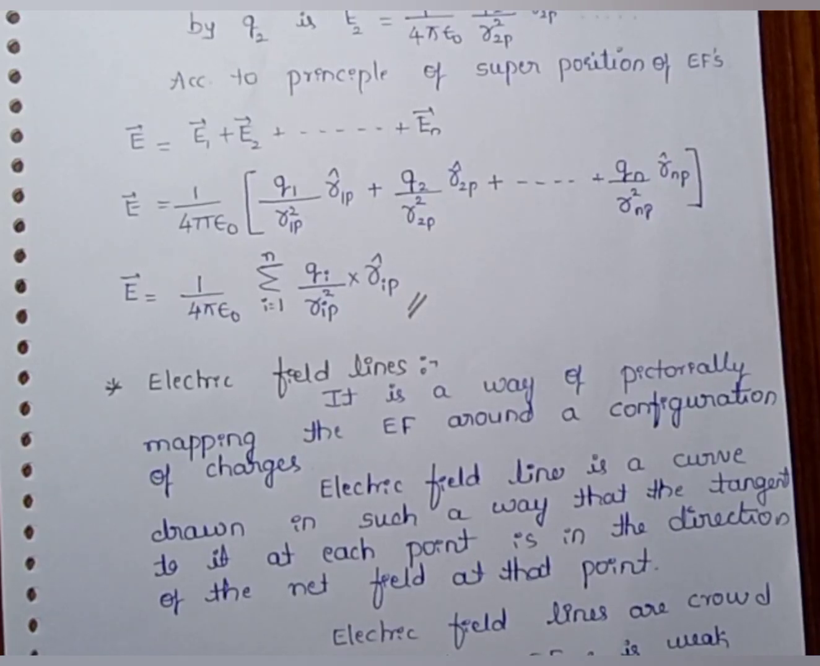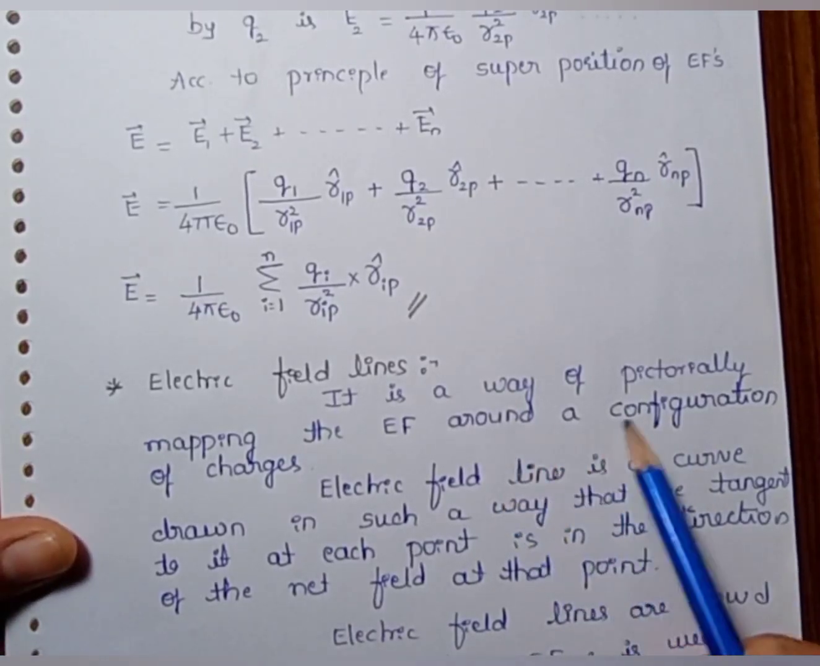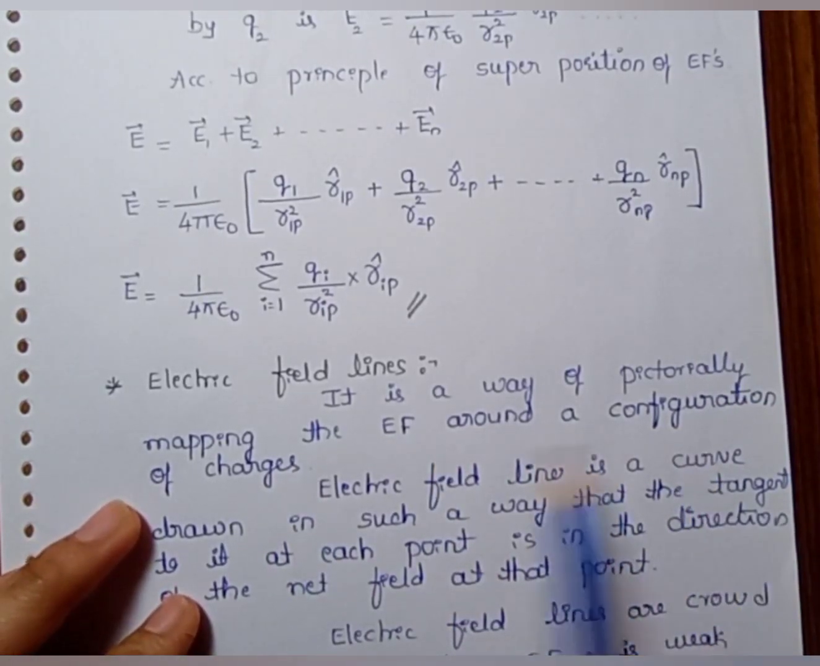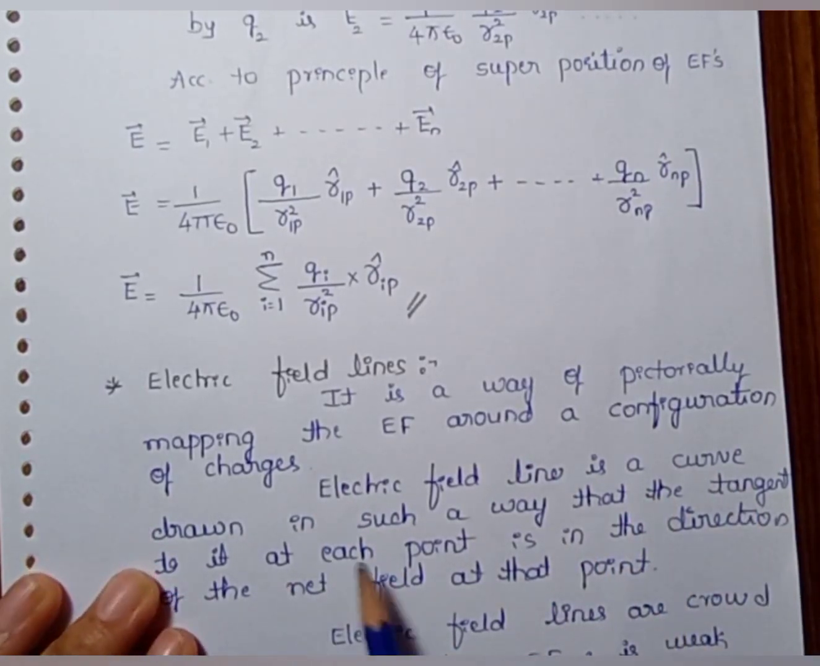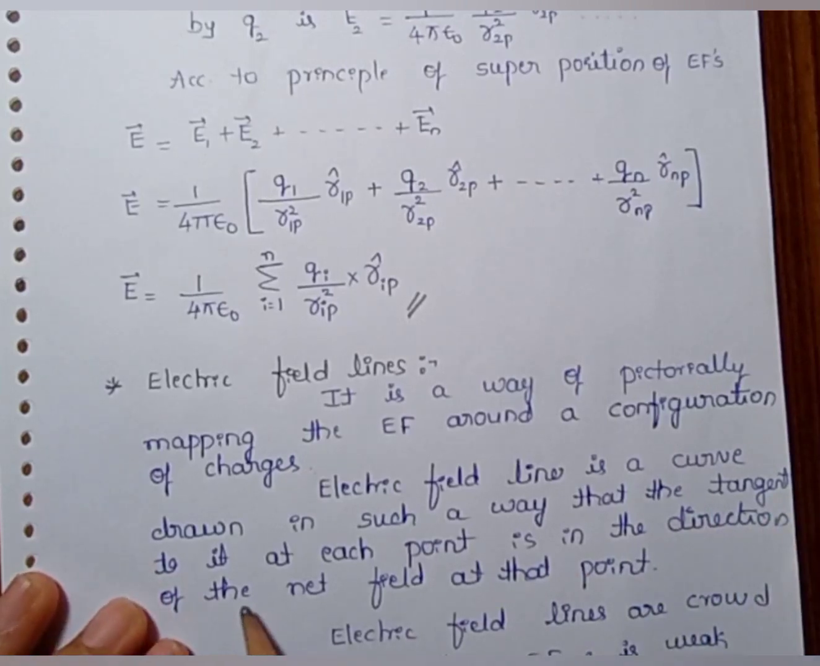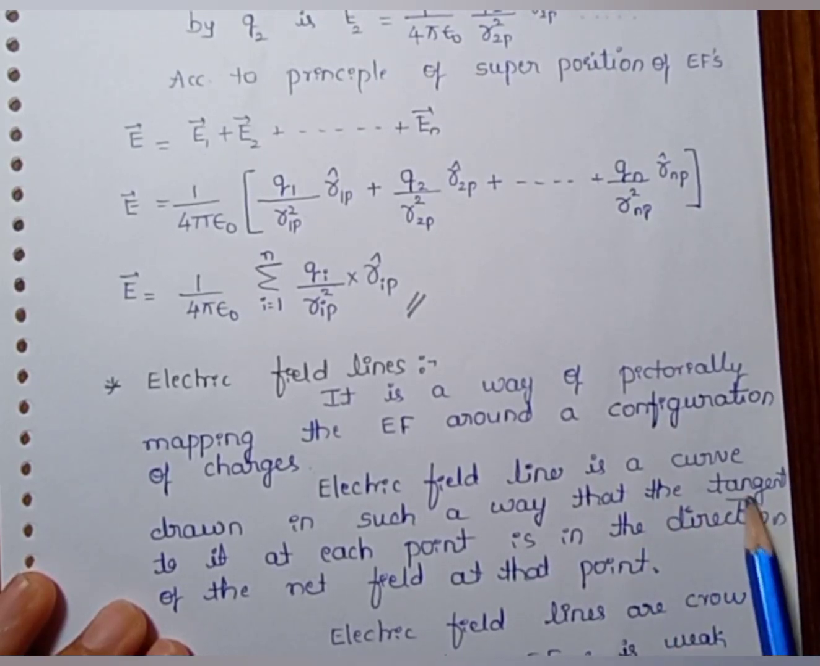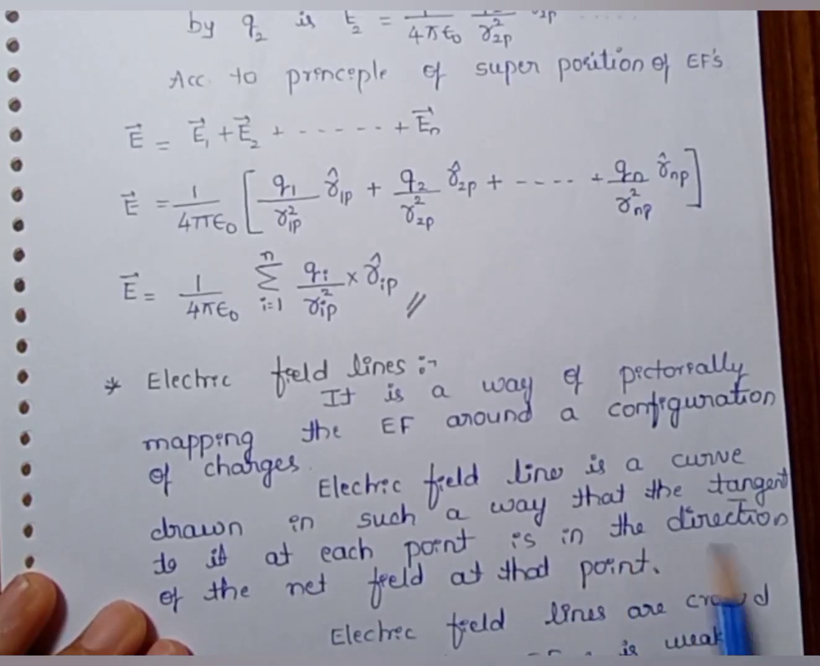Next concept, it is electric field lines. It can be defined as the way of pictorially mapping the electric field around a configuration of charges. Electric field lines is a curve drawn in such a way that the tangent to it at each point is in the direction of the net field at that point. The tangent at each point denotes the direction of the net electric field.